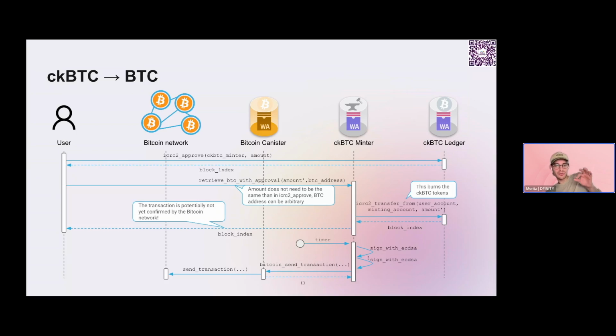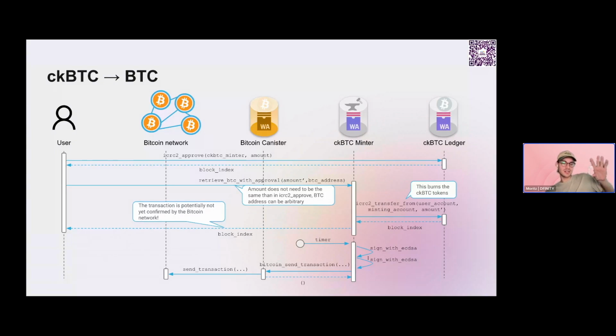And all of the retrieval requests that the ckBTC minter receives by different people, they basically put in a queue. And using a timer, the minter creates a single Bitcoin transaction. So it waits a little bit. It doesn't immediately trigger the transfer on the Bitcoin network. It waits until it basically has a bit more retrieval requests, so the whole process becomes a bit more economic. And this way it can serve up to 100 retrieval requests.